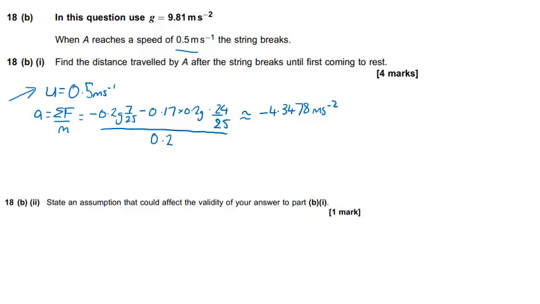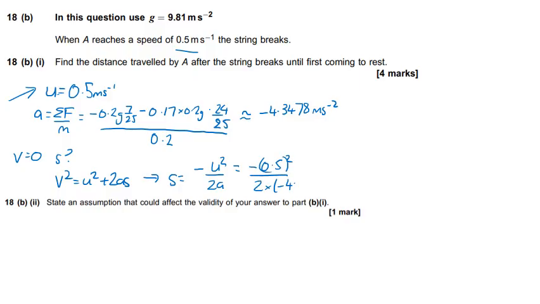Now we're going to use an equation of motion to find the distance travelled. We know it comes to rest at the end, so v is equal to 0, and we're trying to find s. Which equation involves u, a, v, and s? Well, it's this one. If we rearrange that for s with v equals 0, we get s is equal to minus u squared over 2a. So we get minus 0.5 squared divided by 2 times minus 4.3478, and if you work that out, you get about 0.0288 meters.